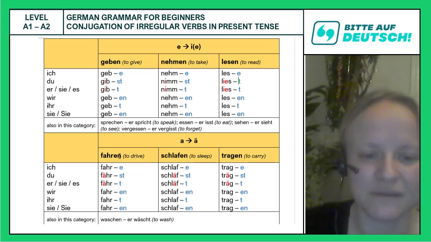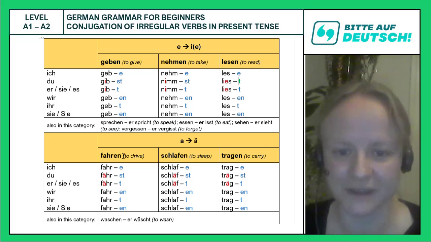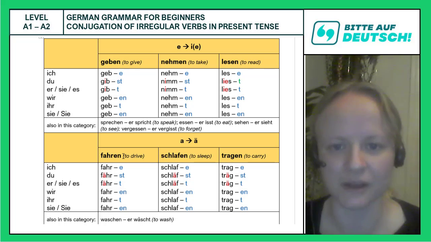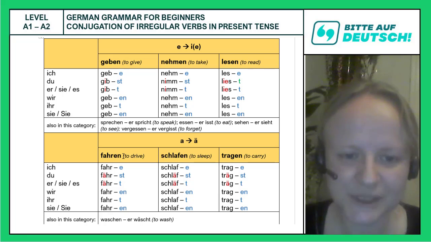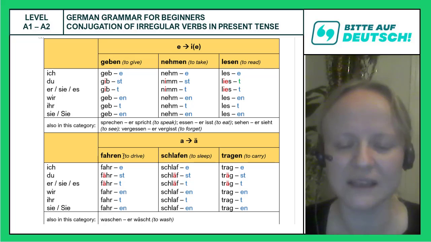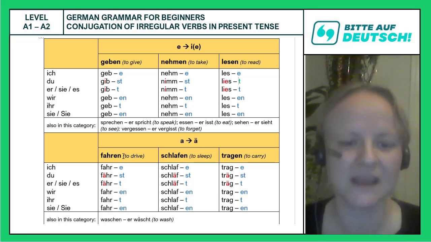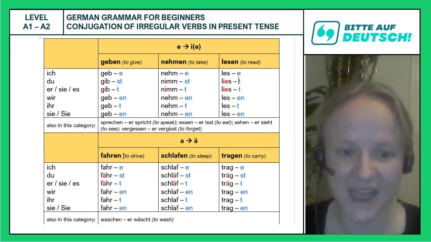It does not apply for ich and the plural forms. So here we have the infinitives fahren, to drive, schlafen, to sleep, and tragen, which means to carry or also to wear in terms of clothing. Okay, so here we will change the vowel A in the stem to ä for du and sie es. So we conjugate. Ich fahre, du fährst, fährt.